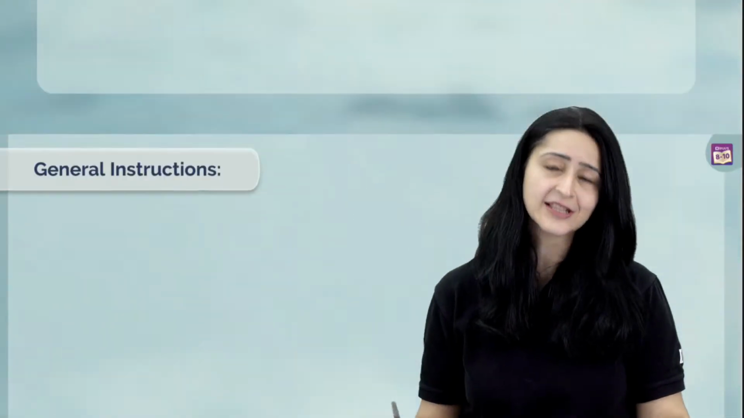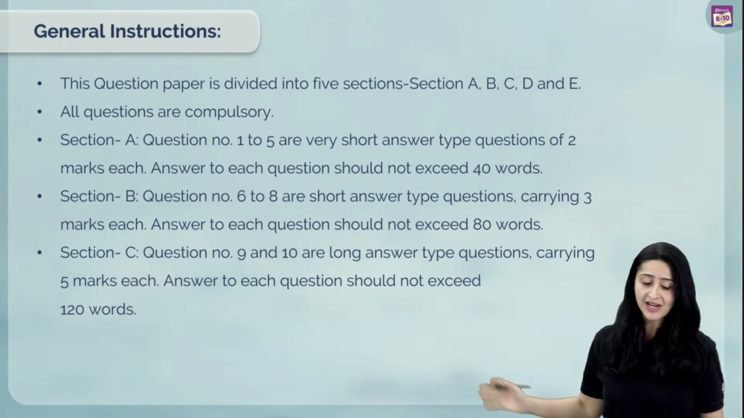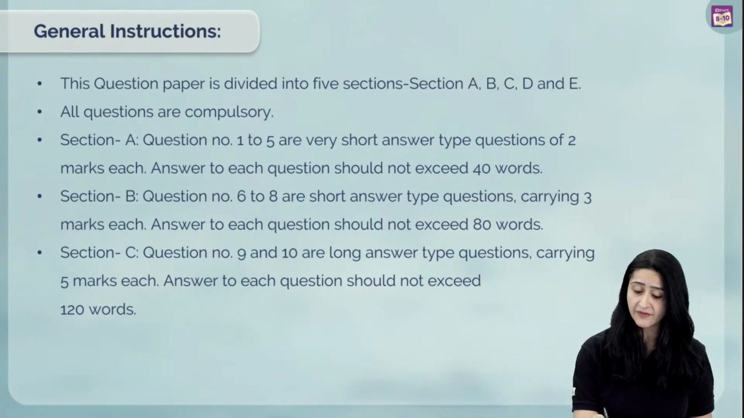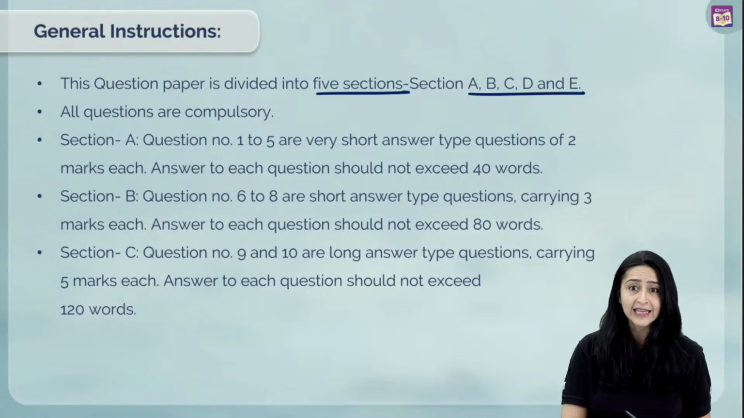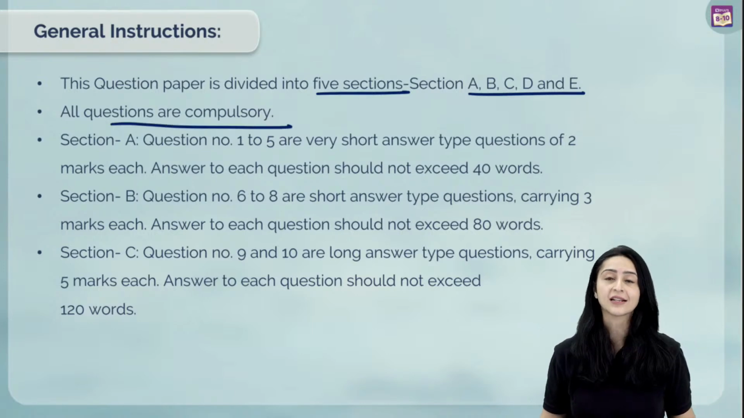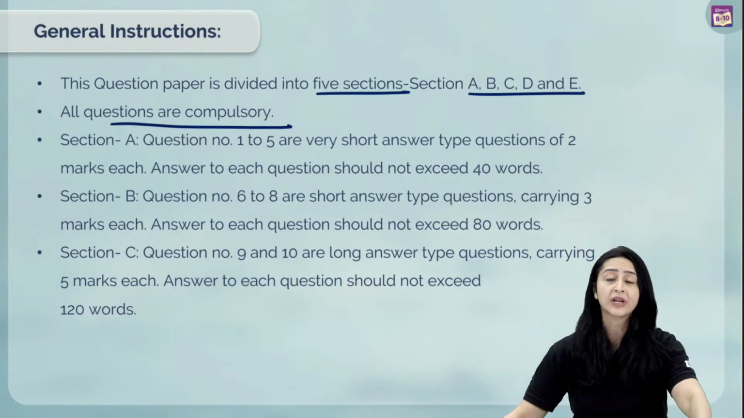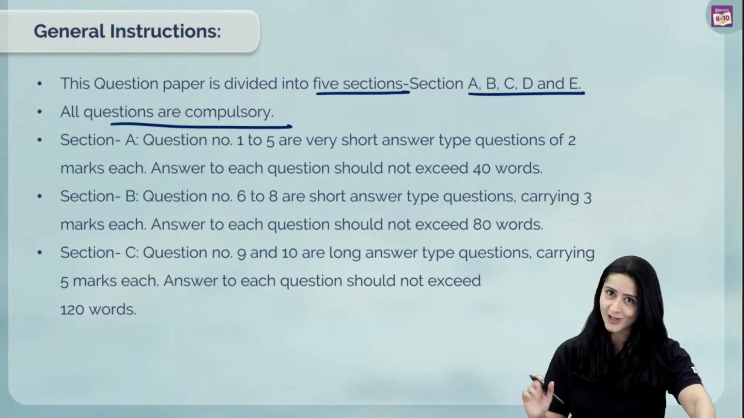Let's understand the format of the paper. General instructions: this question paper is divided into 5 sections, namely A, B, C, D and E. CBSE says that all questions are compulsory. We know that in term 1 we were given a choice. We could leave out a few questions. This time there is no such choice.